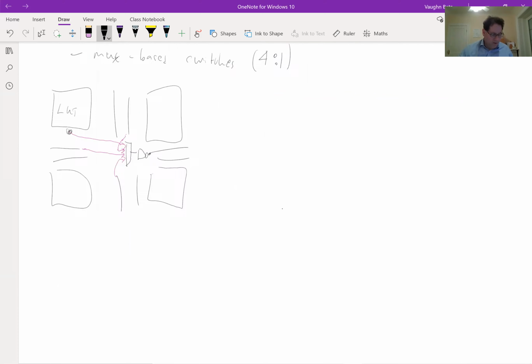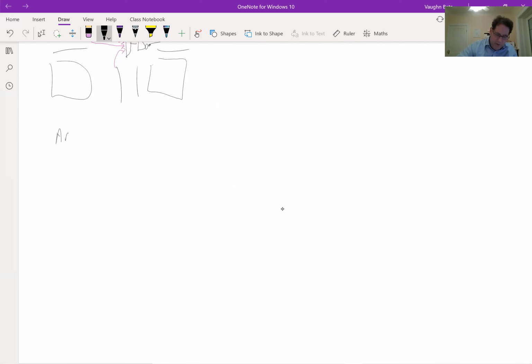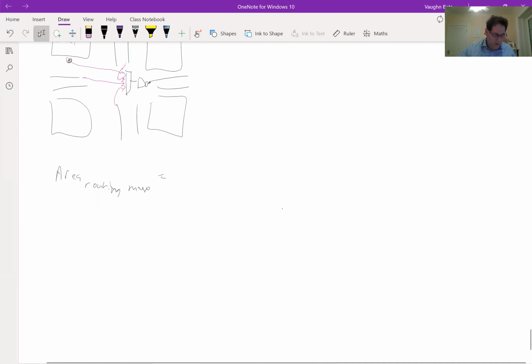Okay, so that's our simple architecture. And now we want to compute the area of these routing muxes. So the area of the routing muxes is equal to, okay, we need our SRAM cells. So we're building a 4-to-1 mux. So we need 4 SRAM cells, each takes 6 transistors. So 6 times 4 for the SRAM cells.